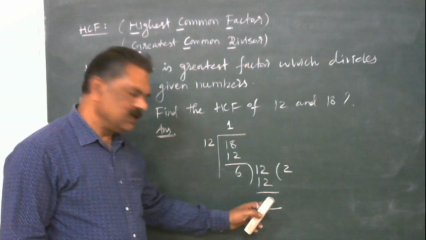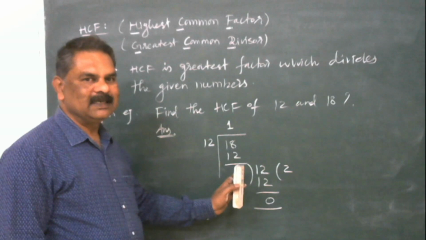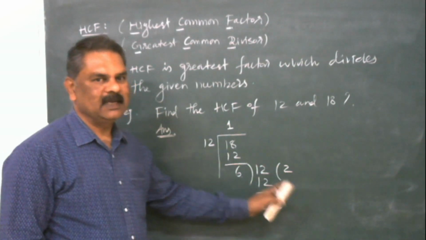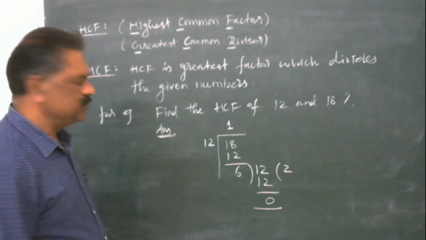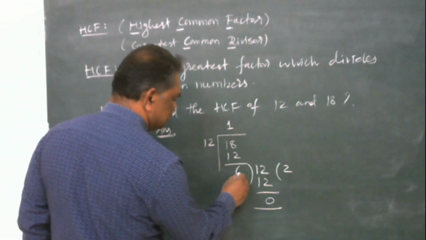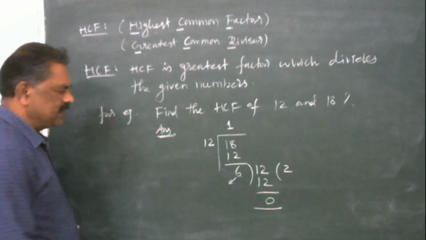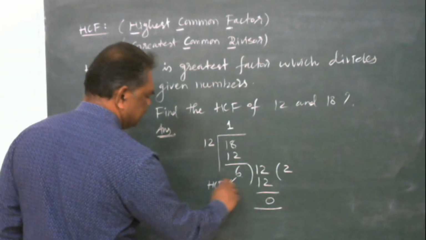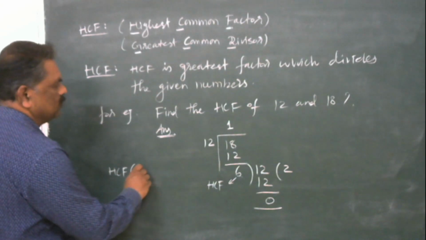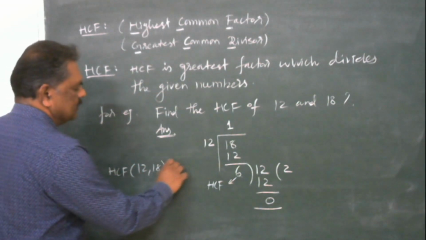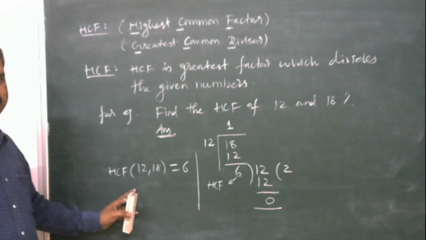If we do not get remainder 0, we need to continue the same process by taking the divisor as dividend and the remainder as divisor, till you get the remainder 0. When you get 0, the last divisor is the HCF. Therefore, the HCF of the two numbers 12 and 18 is 6.